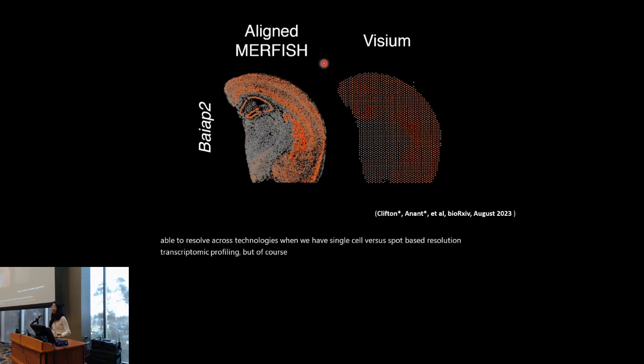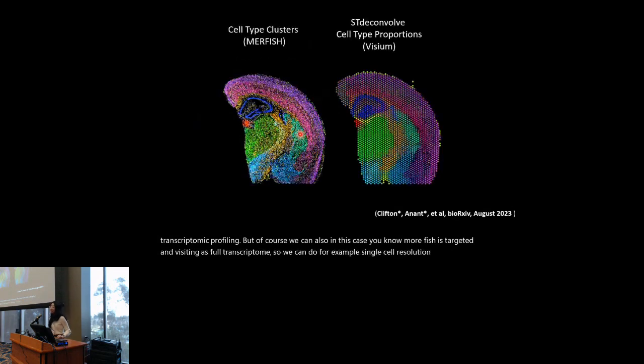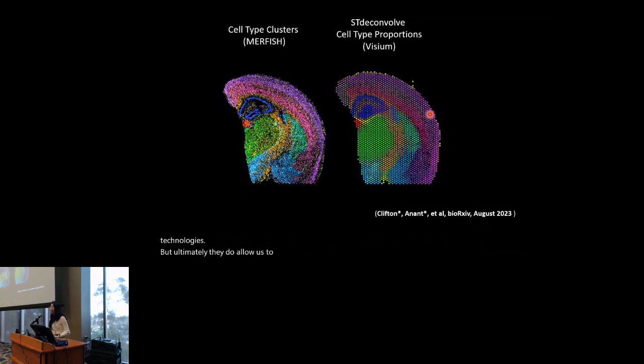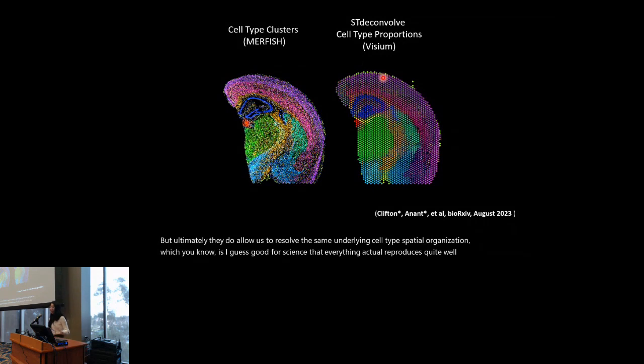In this case, MERFISH is targeted and Visium is full transcriptome. So we can do, for example, single cell resolution clustering on the MERFISH data, but deconvolution via STdeconvolve on the spot data. Even though the detection sensitivity is quite different between these technologies, ultimately they allow us to resolve the same underlying cell type spatial organization, which is good for science: everything reproduces quite well, even across technologies, and in this case across animals and across different experimental conditions, with fresh frozen versus FFPE.